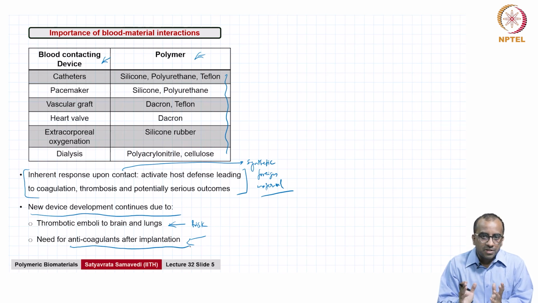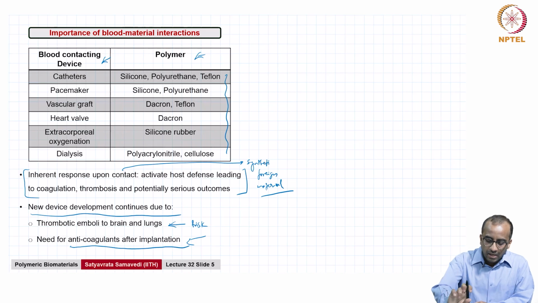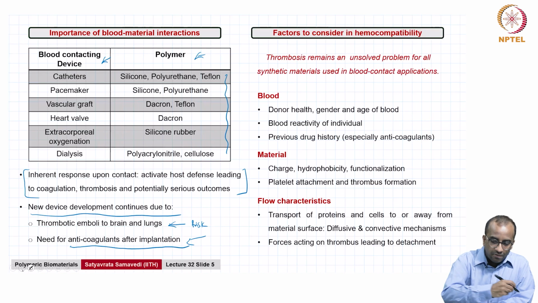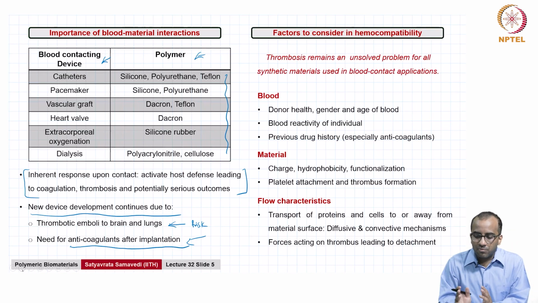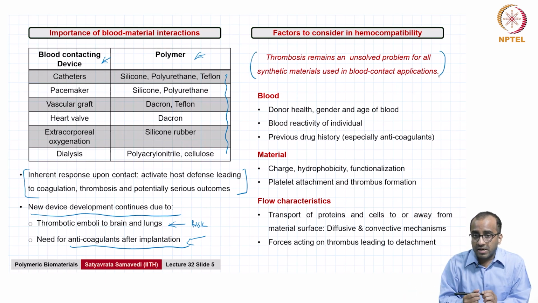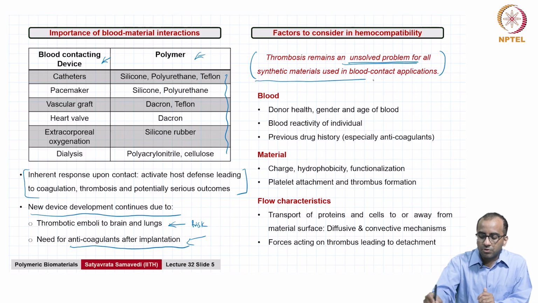So due to these reasons, engineers are continually interested in designing better and better materials that show very minimal thrombus formation and show good, quote unquote, biocompatibility when they interact with blood. Now, having looked at the importance of blood material interactions, we can also now look at the factors that affect hemocompatibility, and we begin by noting that thrombosis remains an unsolved problem as on date, which means there are no effective strategies to completely obliterate this phenomenon, especially for synthetic materials used in blood contact applications.